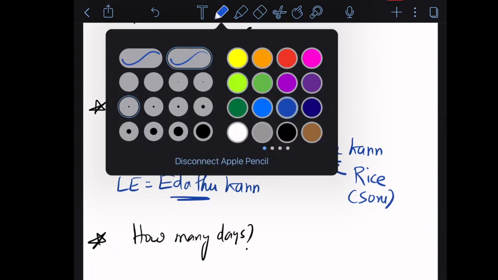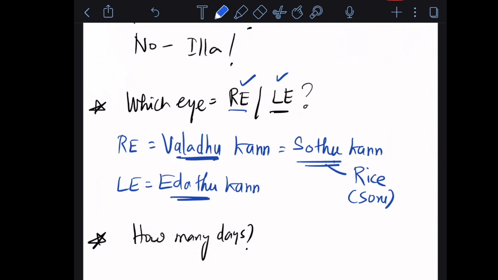Next, yes, the patient is saying, yes, I'm having defective vision, but for how long? How many days? So you're going to ask the patient the question, எவ்வளோ நாளா பார்வை கம்மியா இருக்கு?